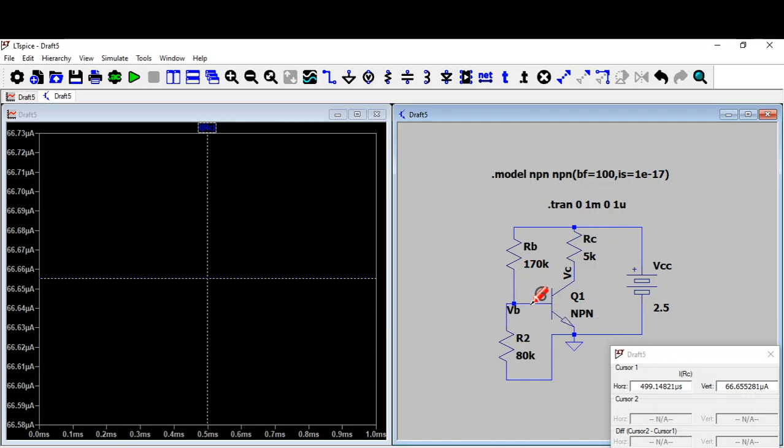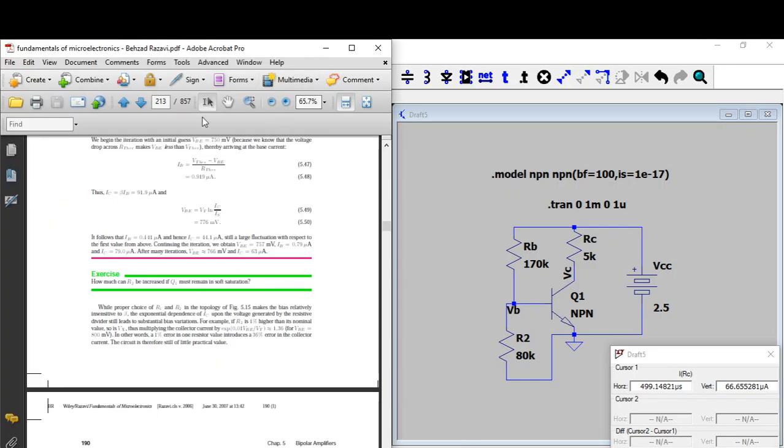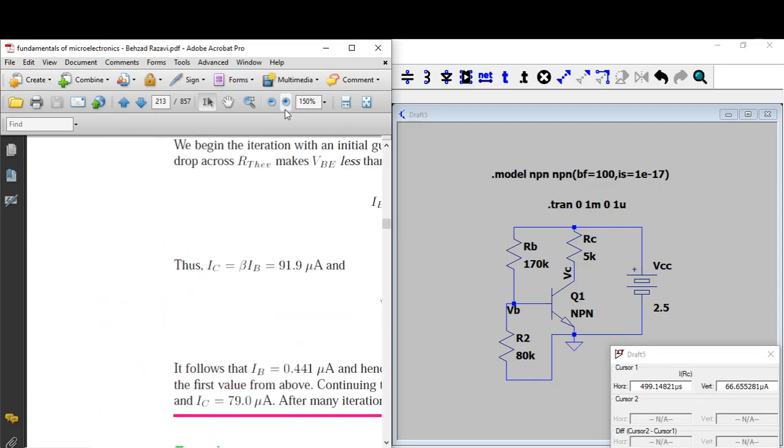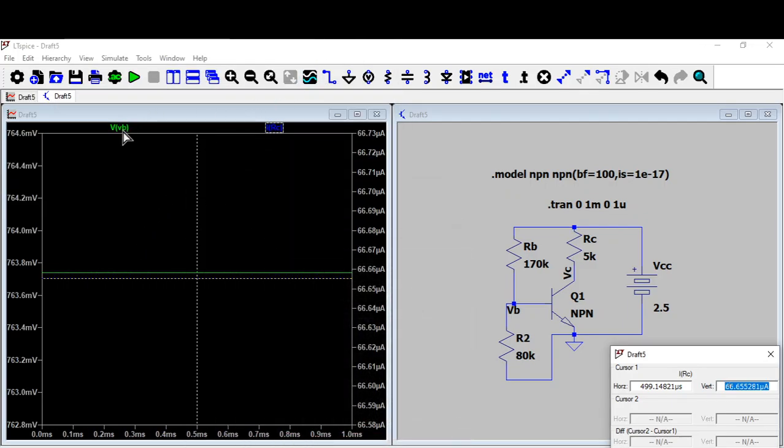Very interestingly, VB, if you see this, it will be close to... Of course, whatever voltage that you see here will be 0.8. Can you see? Okay, sorry, that will be VBE. VB will be 0.766. That is this voltage. So this is VB, it will be close to 766. This is an approximate value. I think you'll be getting very close to that. Can you see it is 763?